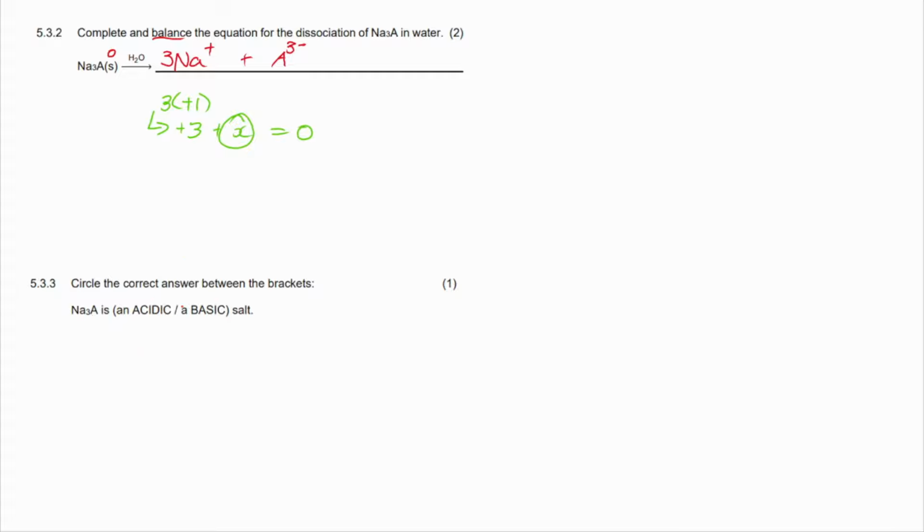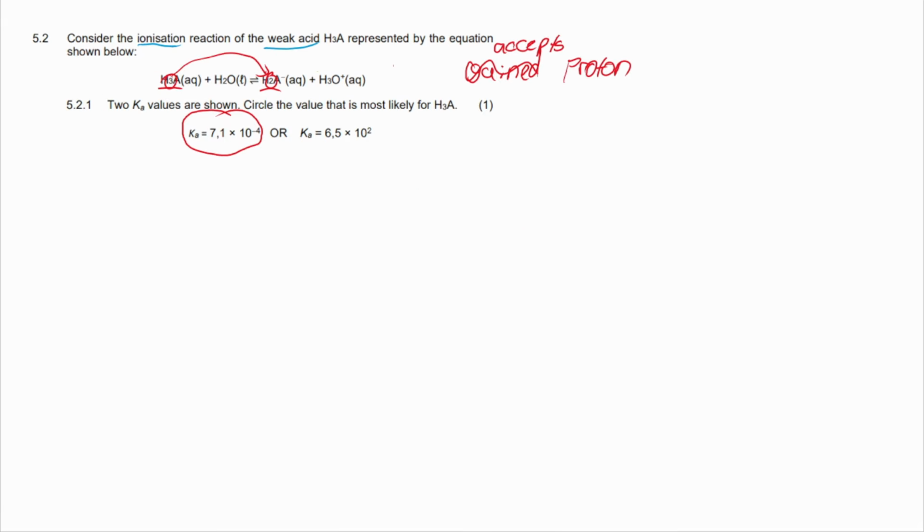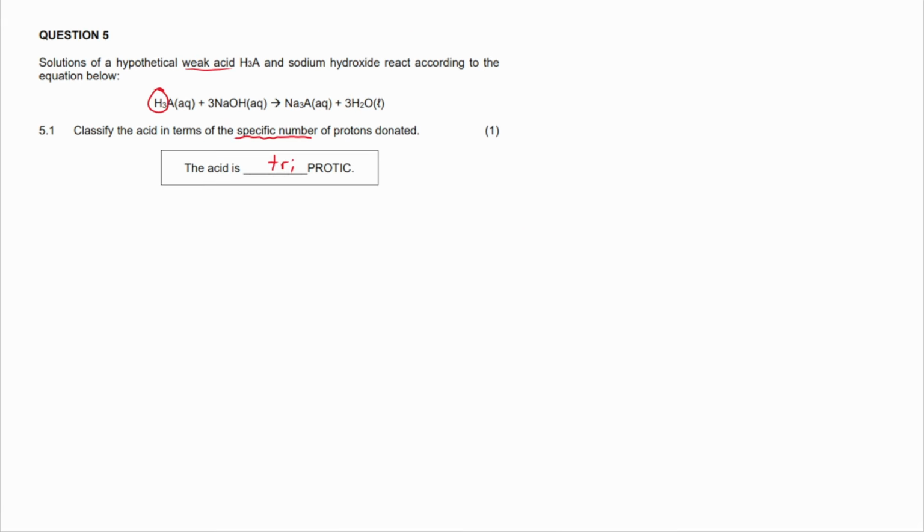But anyways, we have to circle and say, is the salt acidic or basic? Where did the salt come from? If we go all the way up, this is where the salt came from. It came from this reaction. Here we have an acid and a base, and this gives us salt and water. So this is where our salt came about.